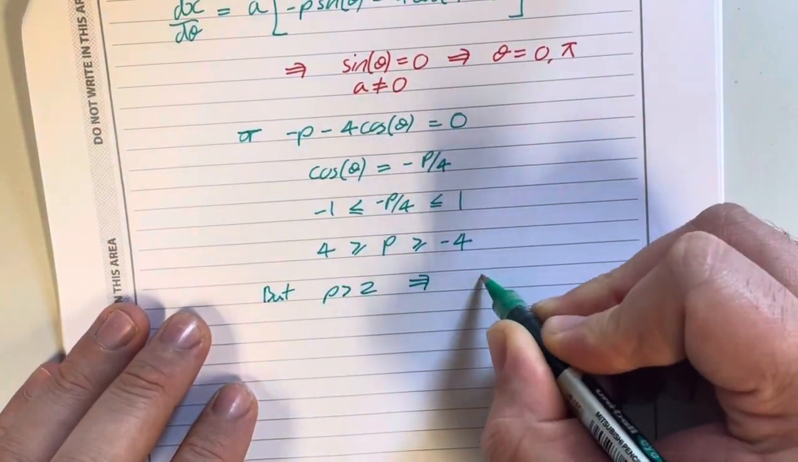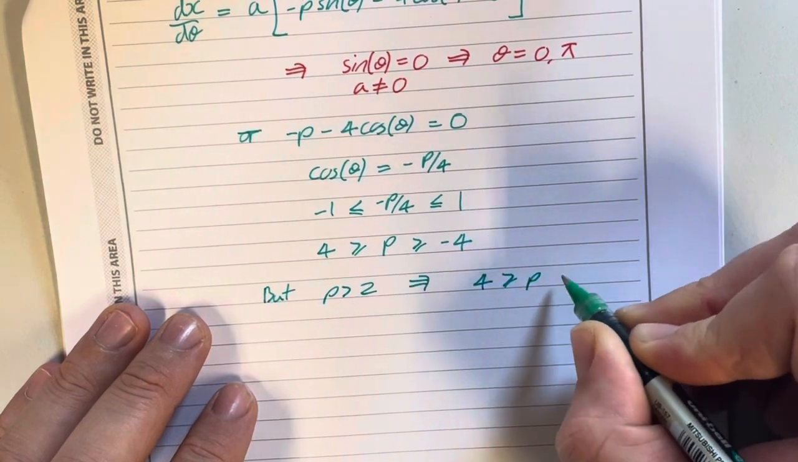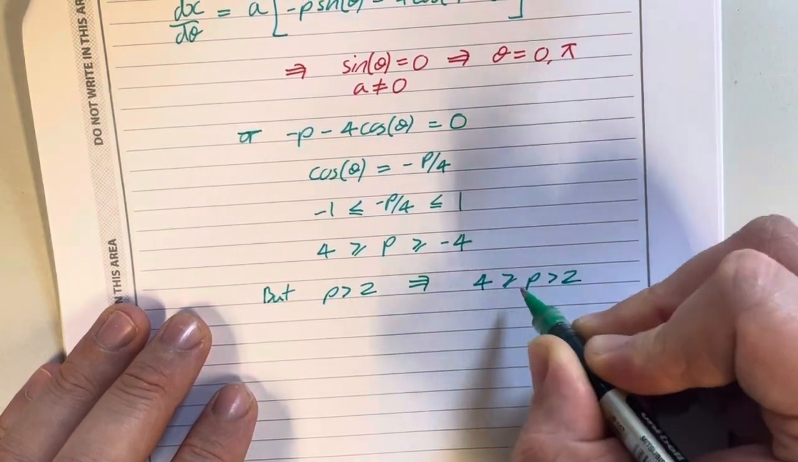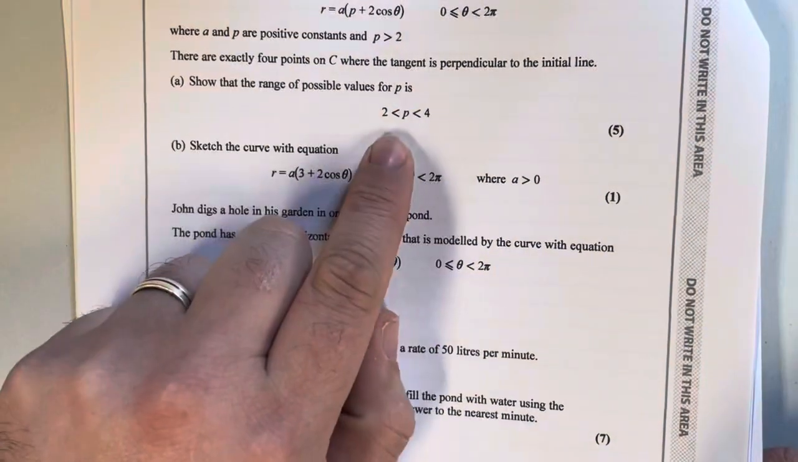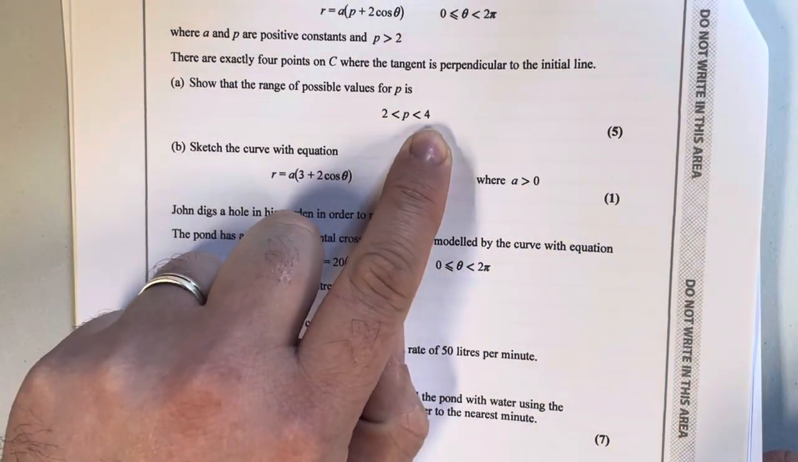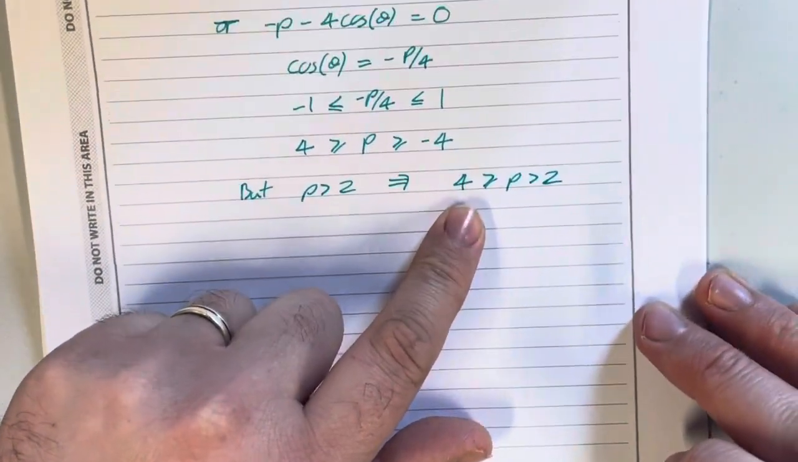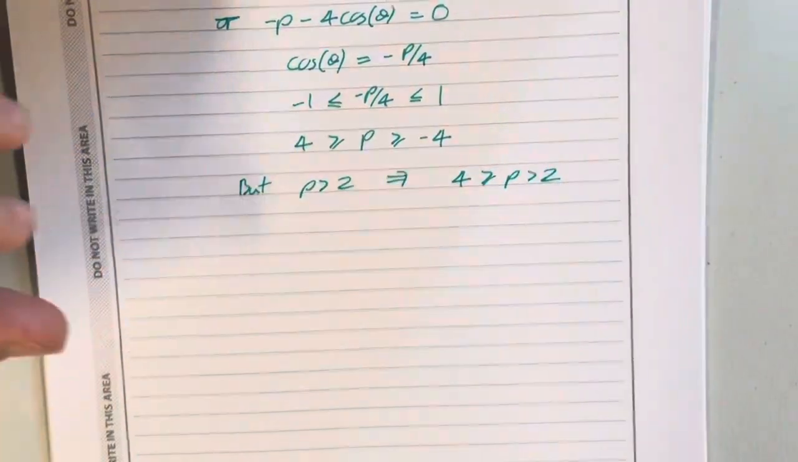So this then implies that 4 is greater than or equal to P, and P is strictly greater than 2. Just check the question though. P lies between 2 and 4 strictly. It doesn't include 4. So we've got solutions here for 4 inclusive. So we have to consider this.